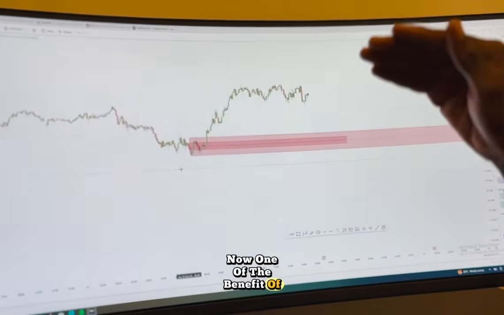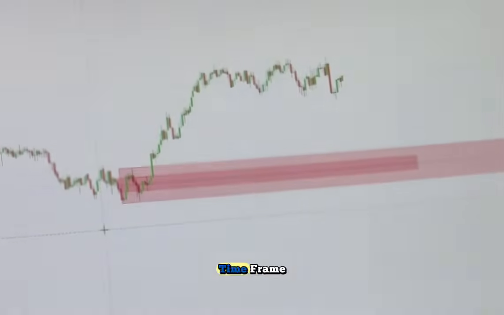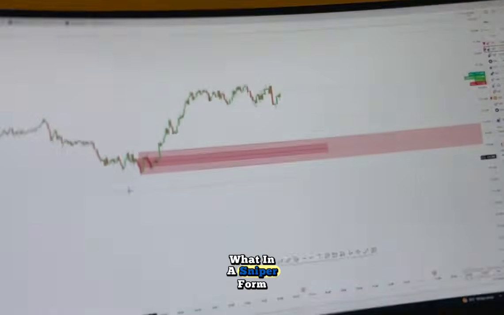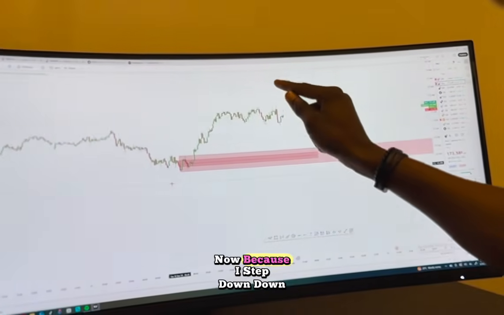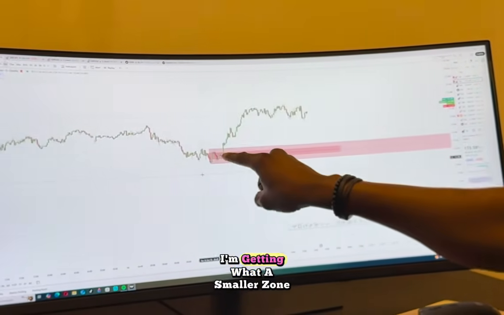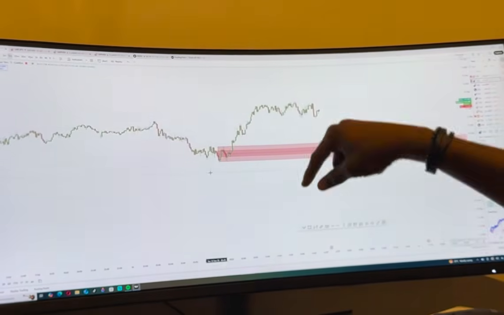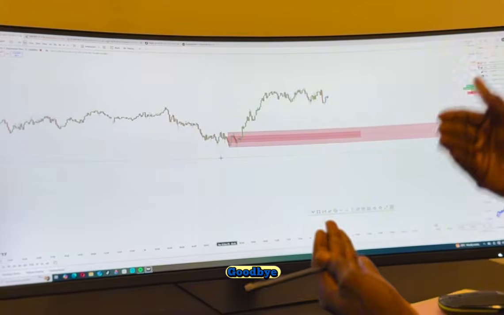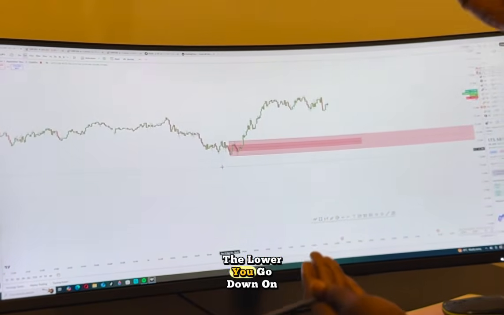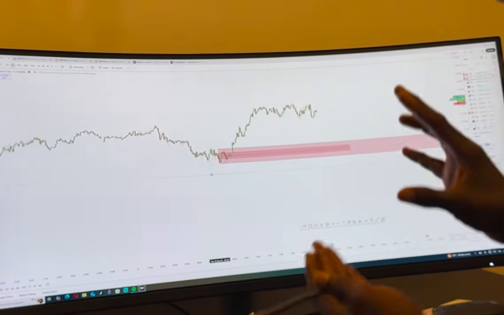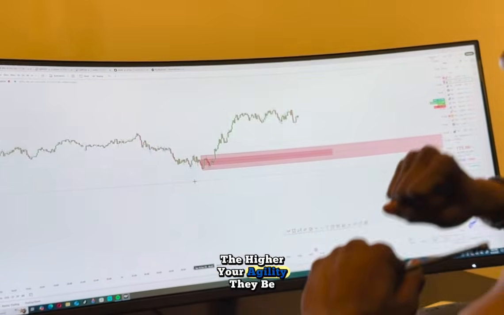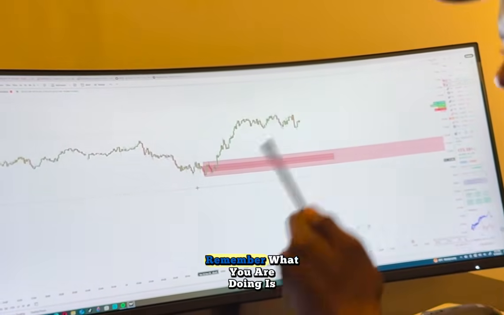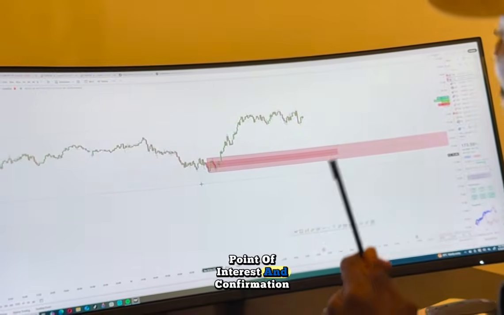Now, one of the benefits of stepping down to a lower time frame is that it helps you make that entry in a sniper form. From this big zone, because I stepped down to my 5 minutes, I'm getting a smaller zone inside my zone. These are giving me more confidence that this particular trade will go to buy. The lower you go down on a point of interest, the higher your confidence on that trade. Remember, what we are doing is point of interest and confirmation.